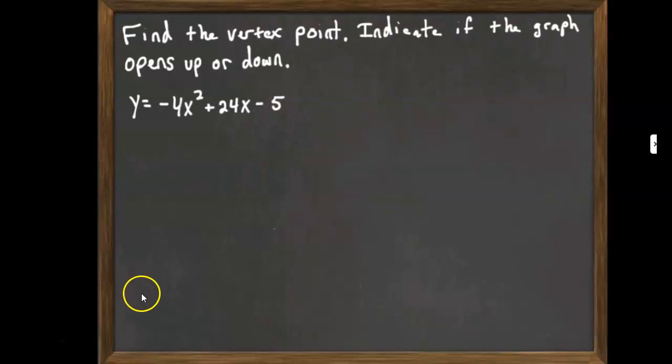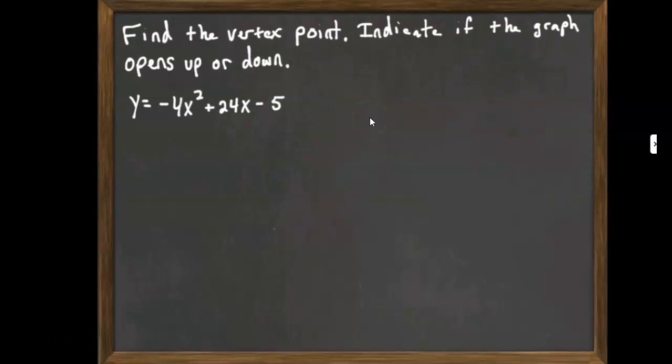In this problem here, we are asked to find the vertex point and also indicate which way the graph happens to be opening. So we have a function here, y equals, it also could be given as f of x equals. y equals negative 4x squared plus 24x minus 5.